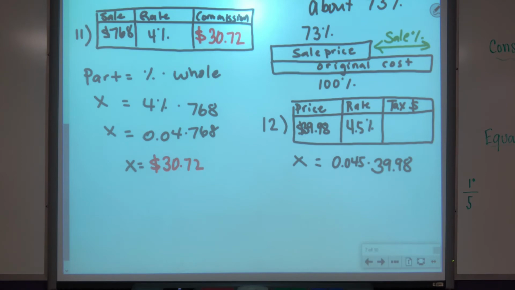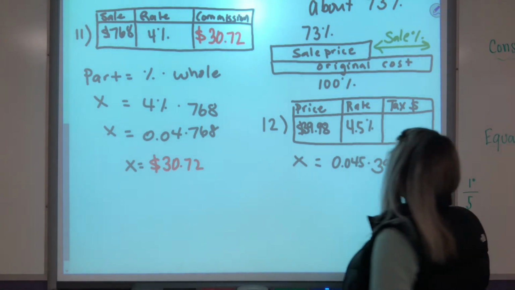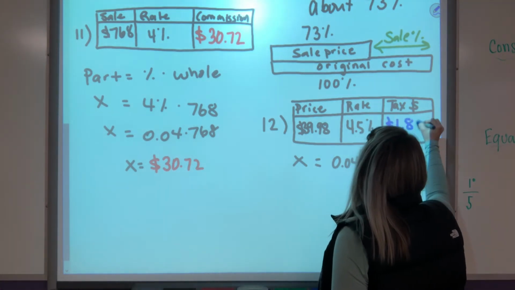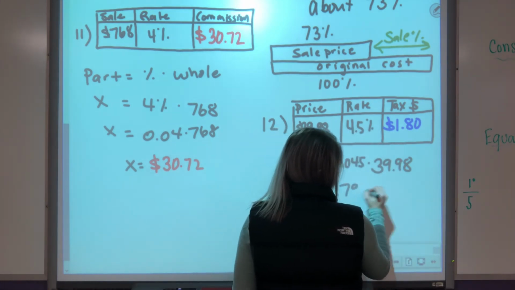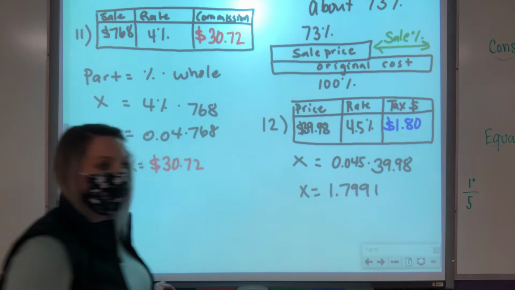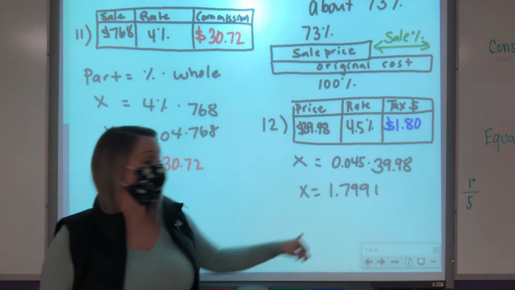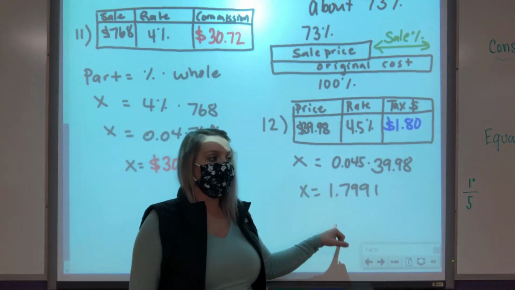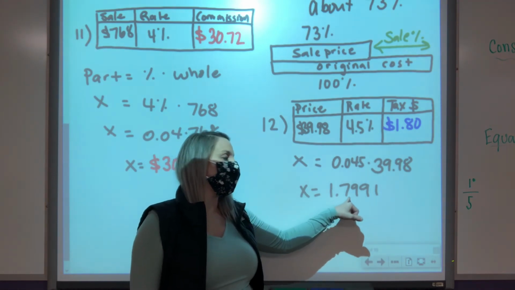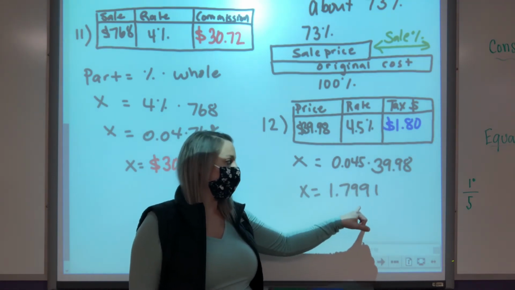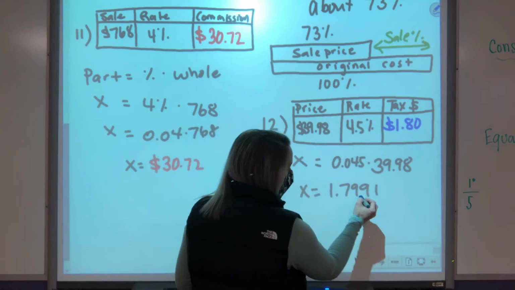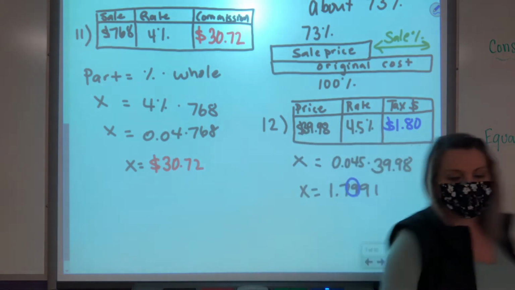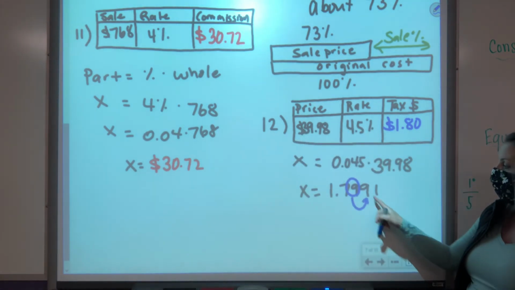$1.80. Okay, why $1.80, Zach? Because the real decimal is 1.7991, and you can't have 9 hundredths of a cent. Okay, so Zach's exactly right. When someone asks you for money, they don't ask you for 1 and 7,991 ten-thousandths of a dollar. So we always round to our nearest hundredth. Okay, so we have to look to our thousandth.